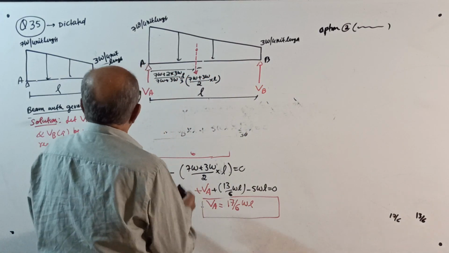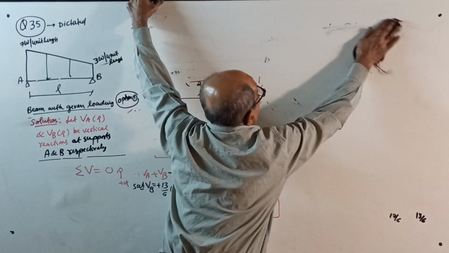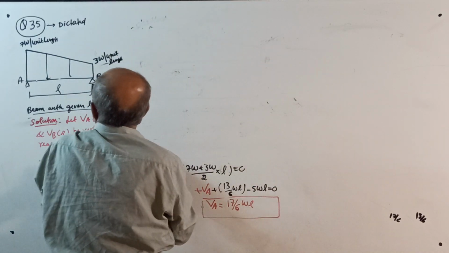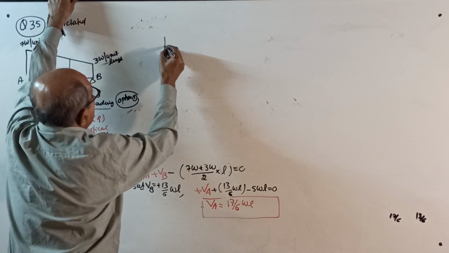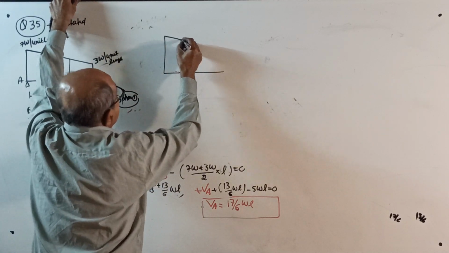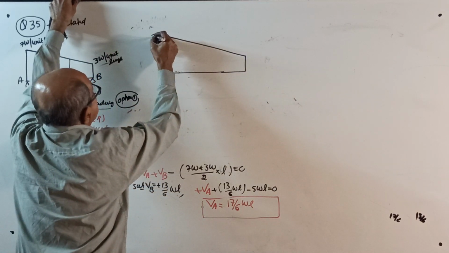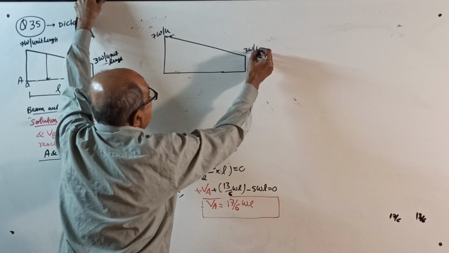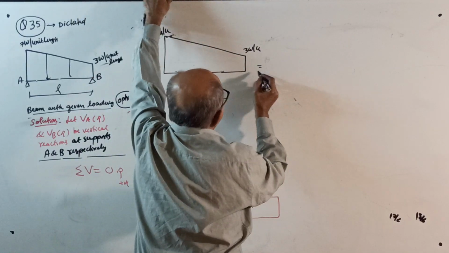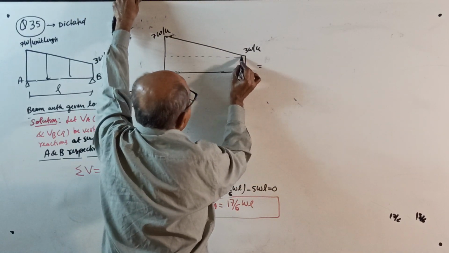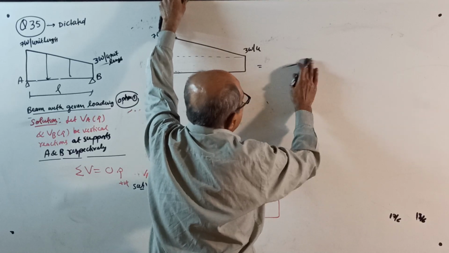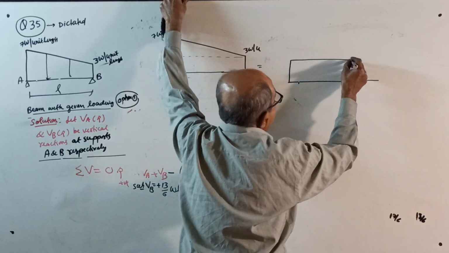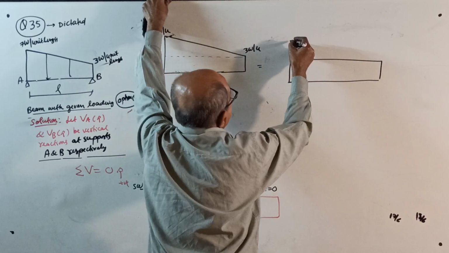Now, those who find difficulty with the trapezium, see, option 2. Make a note here. This is 7W per unit length, I am putting only U, and 3W per unit length. This will be equal to, see, divide into a rectangle and a triangle. That means one rectangle here, and one triangle here.